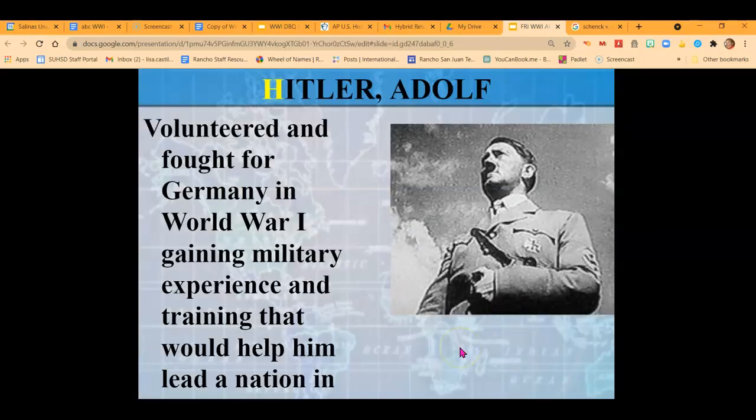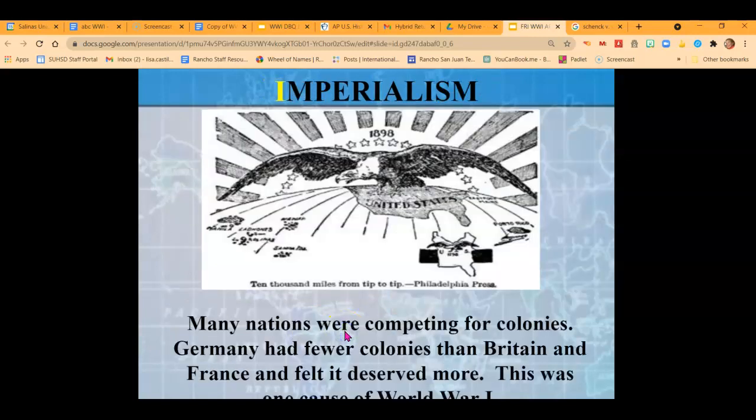All right, moving on to H. H is Adolf Hitler. What about him? Oh, he was a volunteer soldier who fought for Germany in World War I. He gained lots of military experience and training in World War I that would help him eventually run for chancellor and become the leader of Germany, 20 years later in World War II. All right, I is for imperialism.